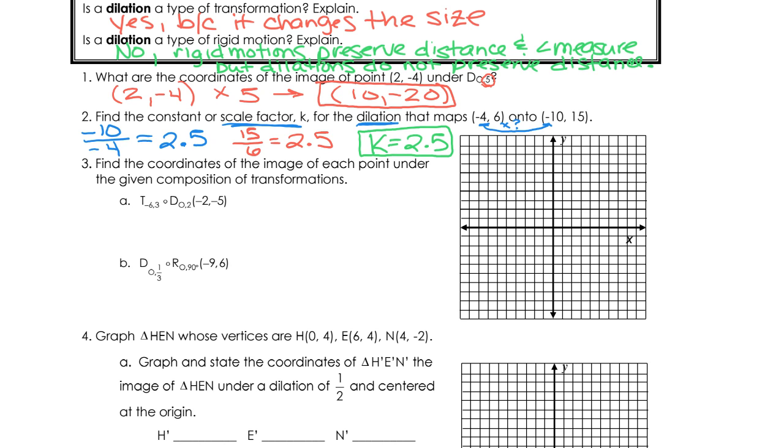Okay. Number 3, it says find the coordinates of the image of each point under the given composition of transformation. So remember in a composition that if they use this notation with the open circle, that open circle means following. And that in a composition, the second transformation always comes first. Okay, so this is what we're going to do first. So we're going to take -2, -5, and the grid is here.